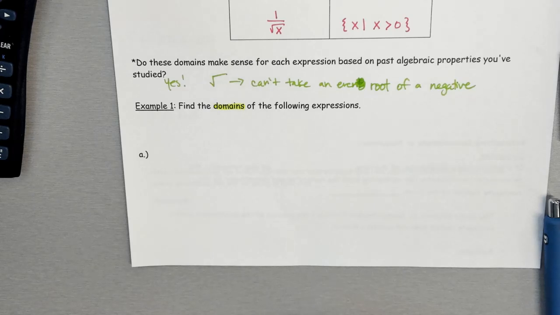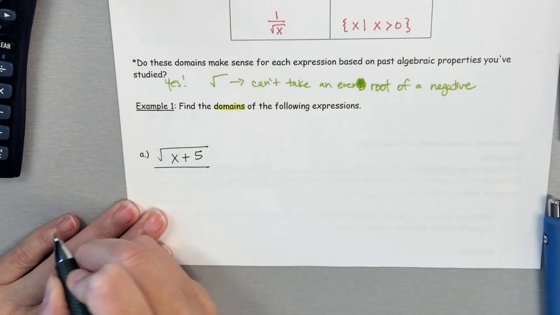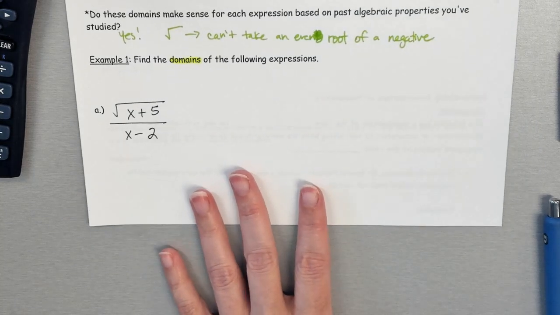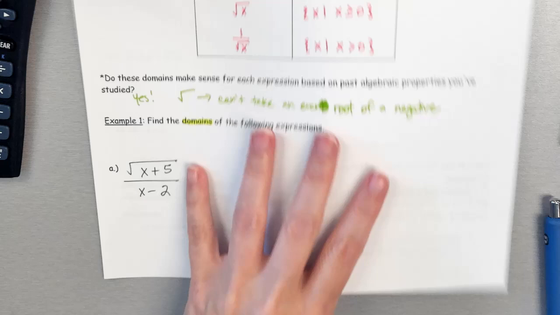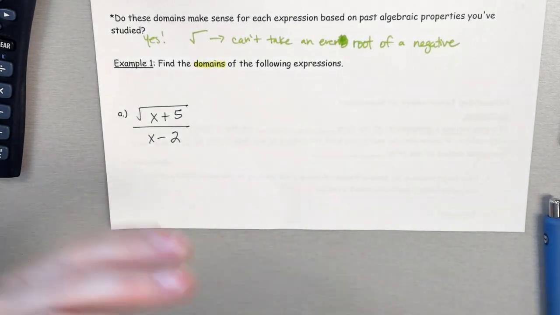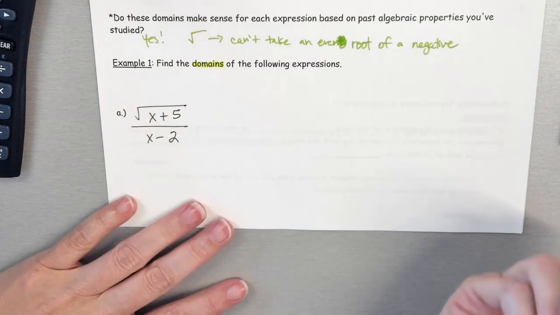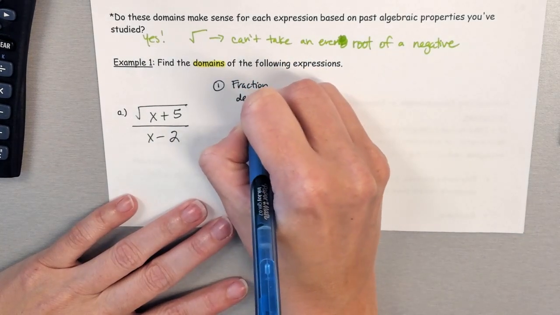And the first expression is going to be the square root of x plus 5 over x minus 2. Okay, so you always want to look and see, okay, do we have a radical? Do we have a fraction? And in some cases, we get both. 2 for the price of 1. So we have to make sure that we include both of those in our domain.